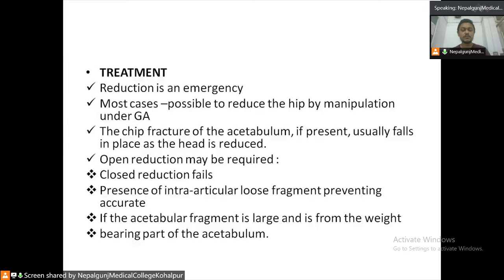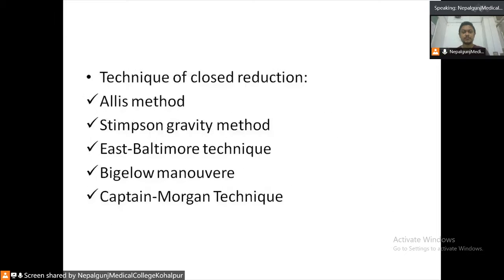So the indications for open reduction can be if the closed reduction fails, or there is the presence of an intra-articular loose fragment or an osteochondral fragment preventing accurate reduction, or if the acetabular fragment is large enough and is from the weight-bearing portion of the acetabulum. So these are the few indications that you will have to evaluate if you are going for open reduction after the failure of a closed reduction.